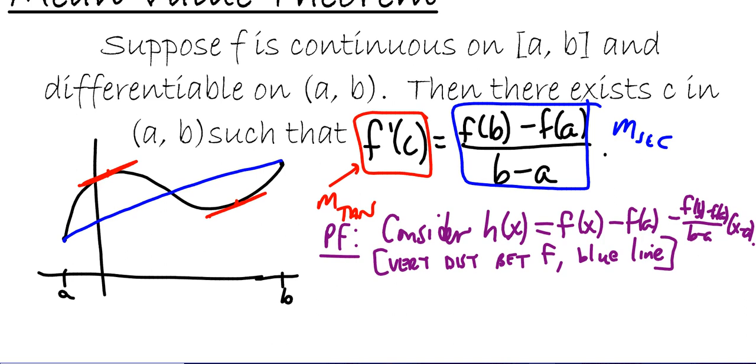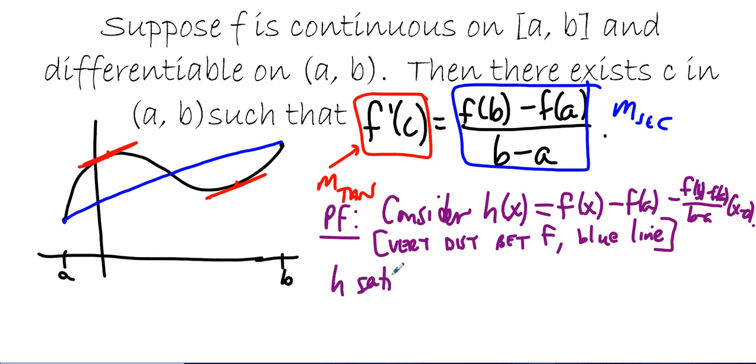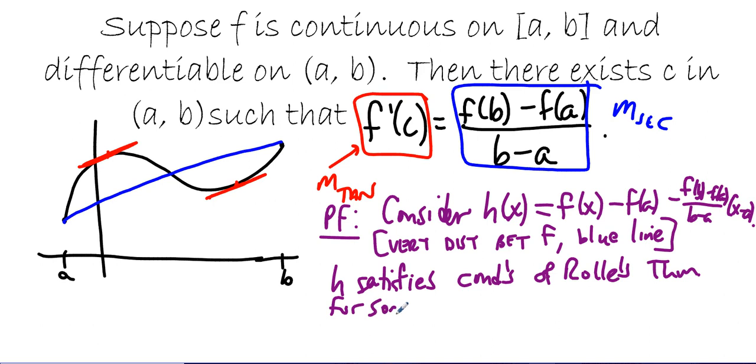Well, h satisfies the conditions of Rolle's theorem. It's continuous because it's a difference of continuous functions. It's differentiable because it's a difference of differentiable functions. And at a, the difference is 0. And at b, the distance is 0. So, for some c in ab, h prime of c is 0.